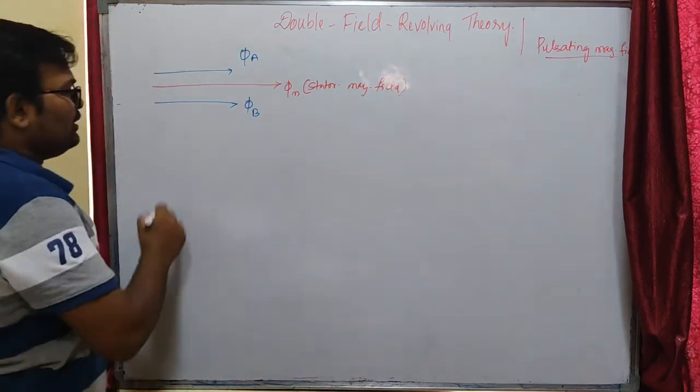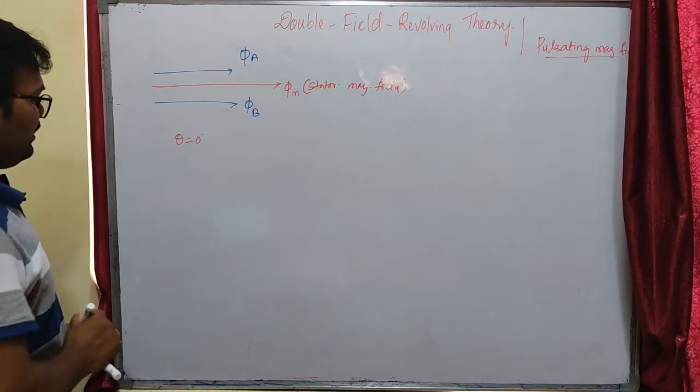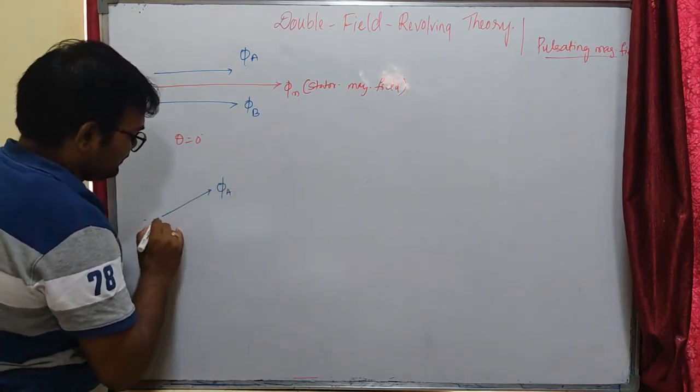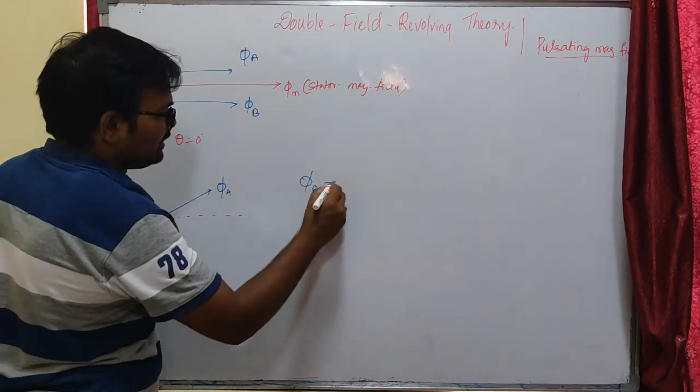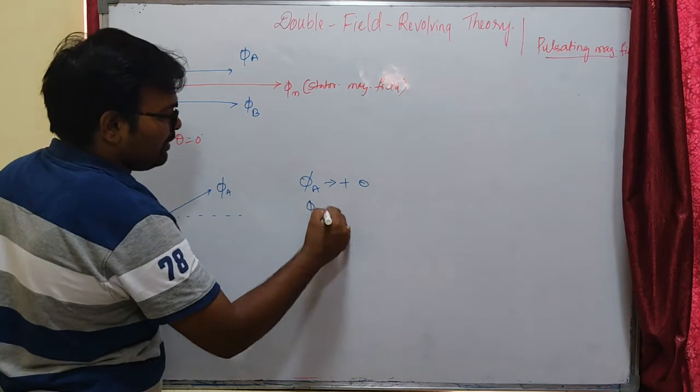At theta equal to 0, there is no angle between phi a and phi b. Now let us try to rotate them. After phi a is rotated by an angle theta, if phi a is rotating at an angle of positive theta, then phi b will rotate opposite to phi a, that is minus theta.